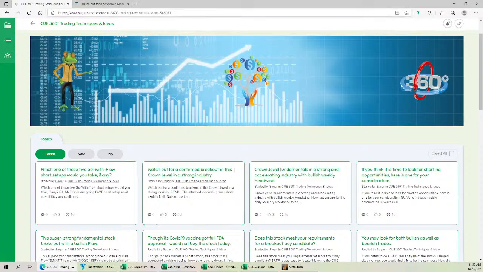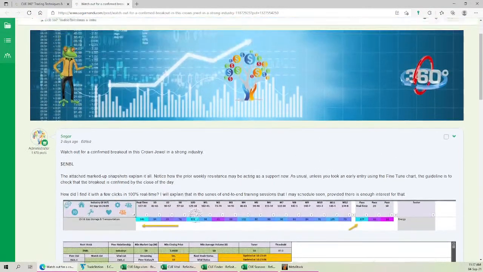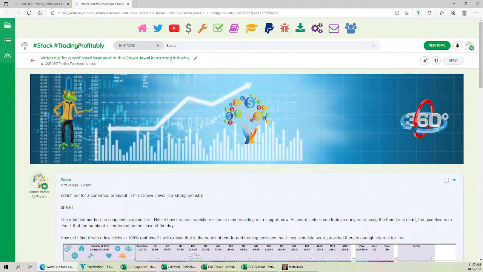This was the day when I shared the trade idea. Watch out for a confirmed breakout in this crown jewel in a strong industry. Crown jewel meaning undervalued stock with high earnings growth as well as revenue growth. I shared it 2 days ago. Let's check the exact date and time. September 2nd, 10:43 a.m. So it was in the morning session. All my times are in Eastern Standard Time, New York time. So it was in the morning session.